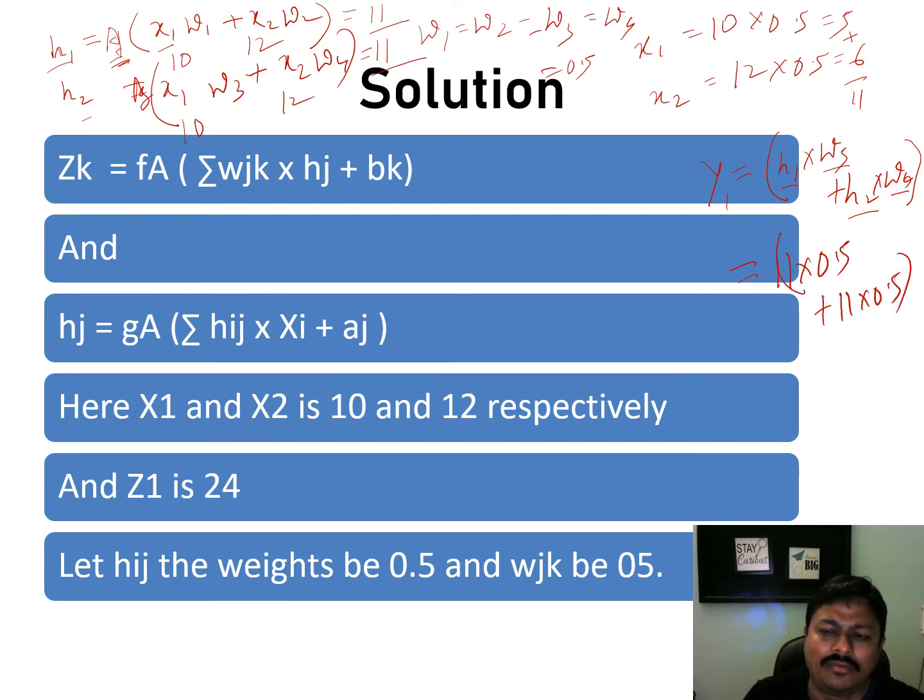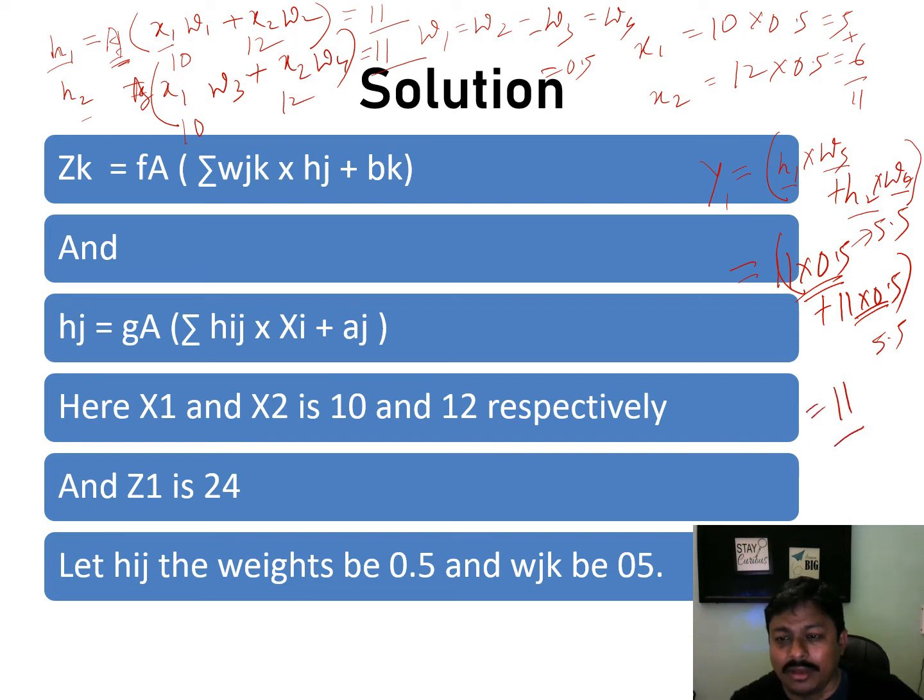So 0.5 into 11 means 5.5. This part will become 5.5. This part will also become 5.5, right? And when you add it, 5.5 plus 5.5, this will become 11. So this is just an example with arbitrary numbers. So this will become 11.